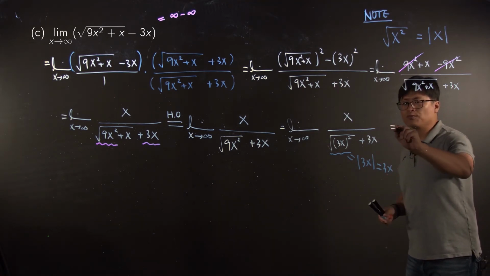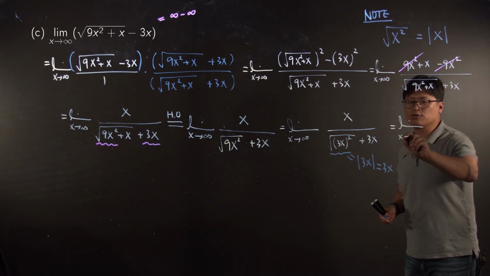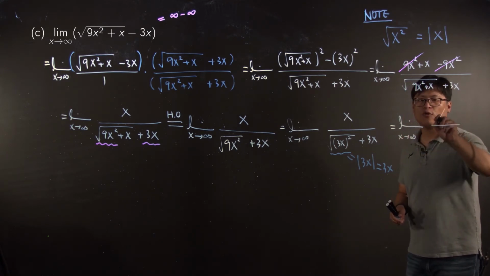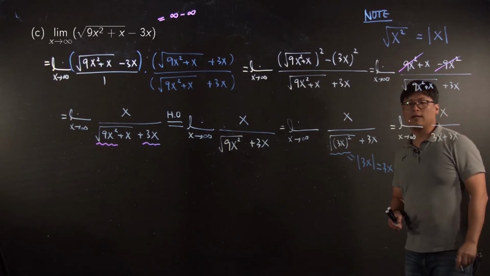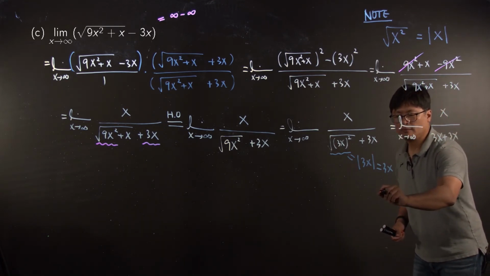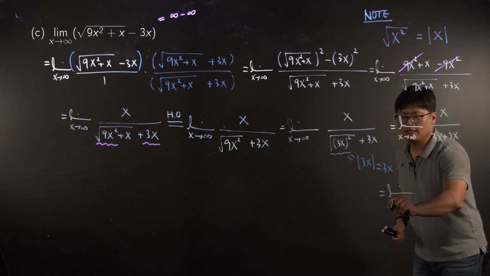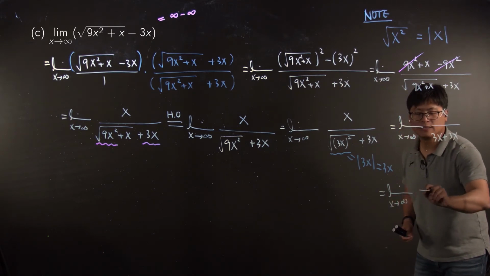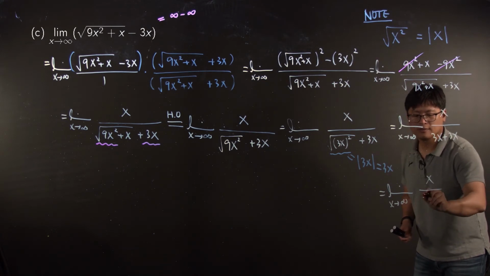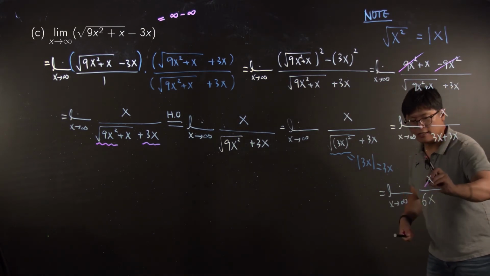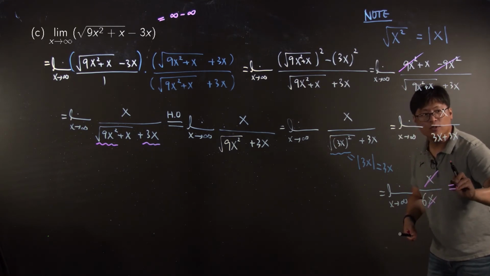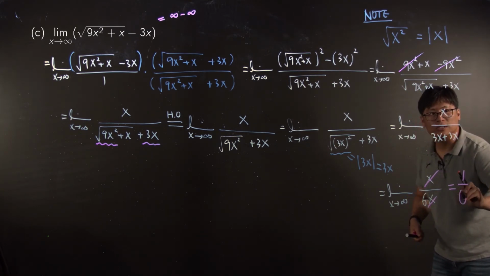It is equal to the limit as x goes to infinity of x over 3x plus 3x, right? Which is equal to the limit as x goes to infinity of x over 6x. And then we can cancel this. Then the answer is 1 over 6.